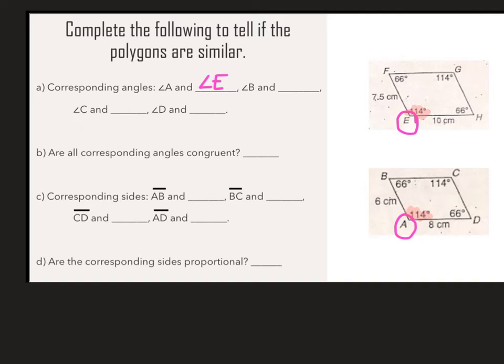All right, how about the next one, angle B? Well, here's angle B. Right here is 66. Well, that's going to correspond to angle F up top. So I'm going to draw my little angle symbol and F.